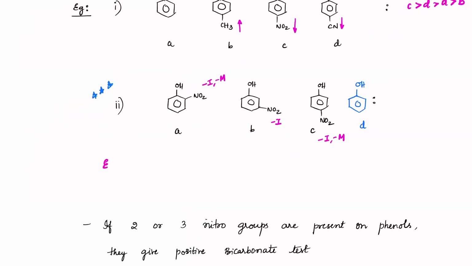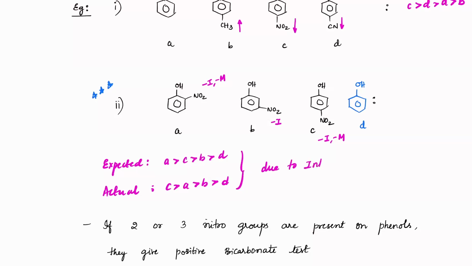So here there is a small twist. The expected order is that NO2 is most withdrawing at the ortho position, so A, then C, then B, then D. But the actual order is C greater than A, then B greater than D. Why that change has come is due to intramolecular hydrogen bonding. Where do you see that intramolecular hydrogen bonding?